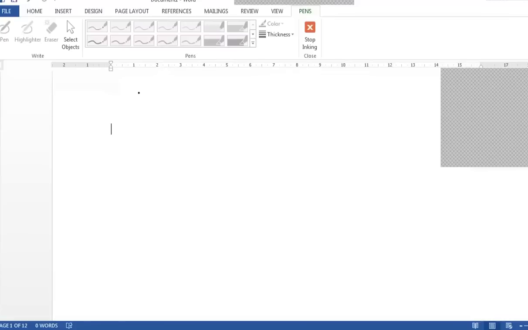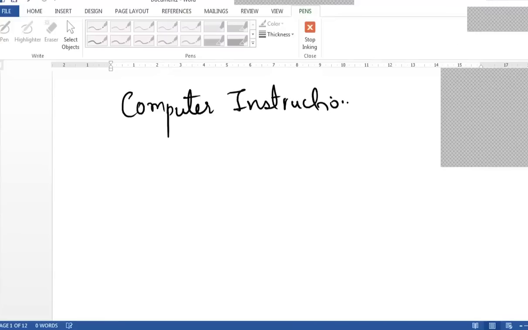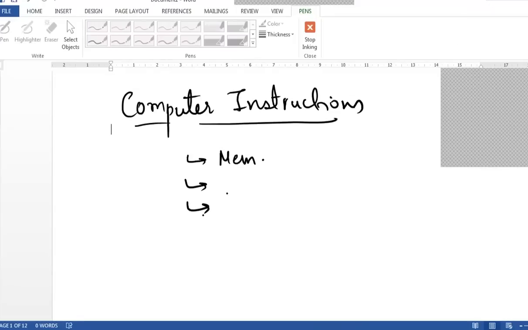Yes, in the previous lecture session, we had studied computer instructions. I had explained that there are three different types of instructions. First was the memory reference instruction, second was the register reference instruction, and third was the input-output instruction. What was the difference between these three instructions that we studied? It was the instruction format. First of all, we studied what the instruction register is.